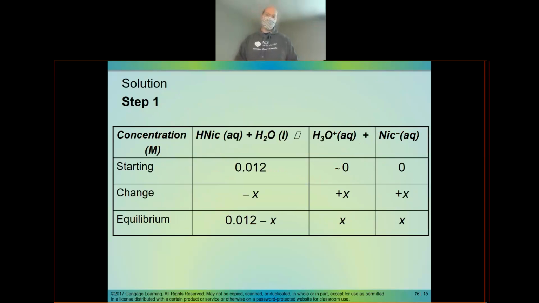All right, so again, we have our initial, which is 0.01200. It has to go to the right. You can't have 0. And so minus x, and you have your equilibrium.